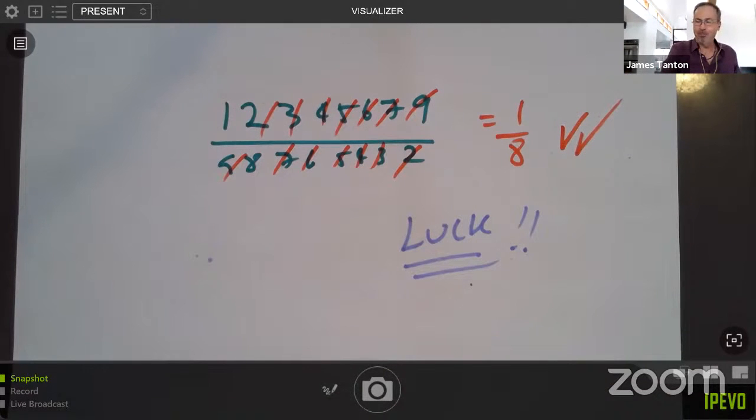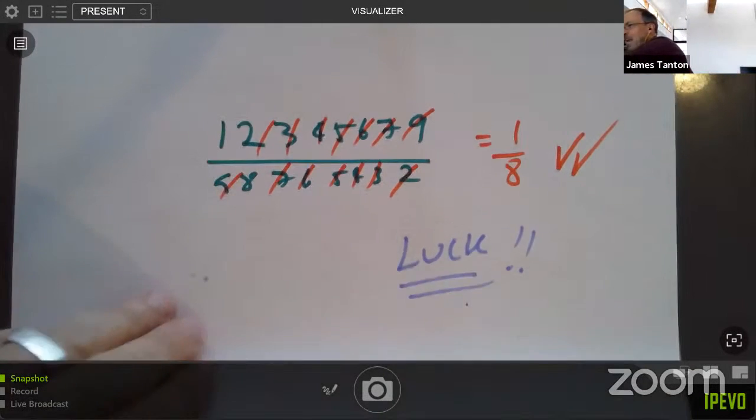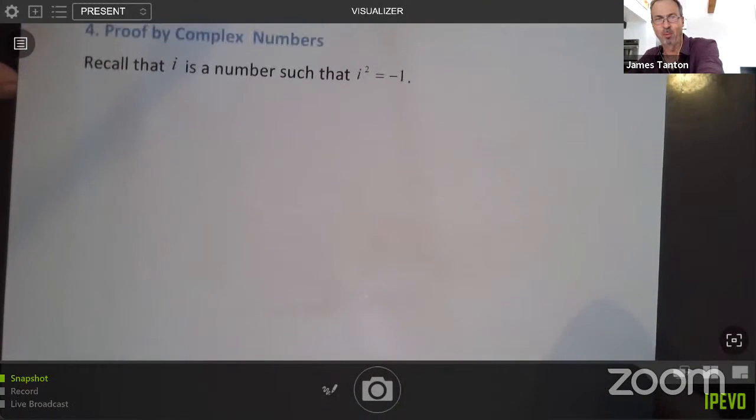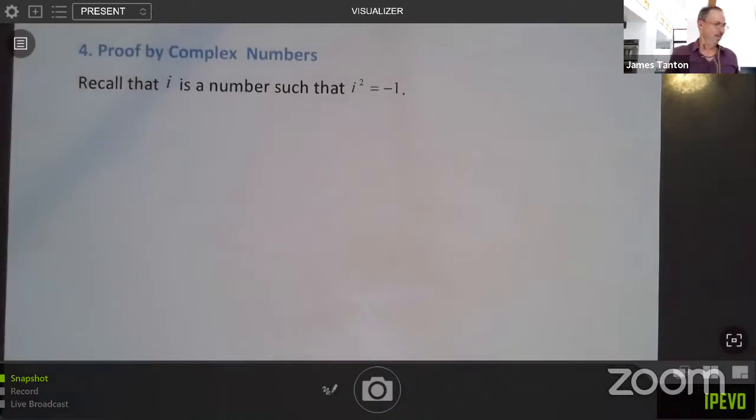So we've got 3 proofs down, but don't worry, I've got more proofs. Proof number 4. This is mighty fine. I'll get it yet. We'll prove that 1 equals 2. I know I will. All right, here's proof by complex numbers.